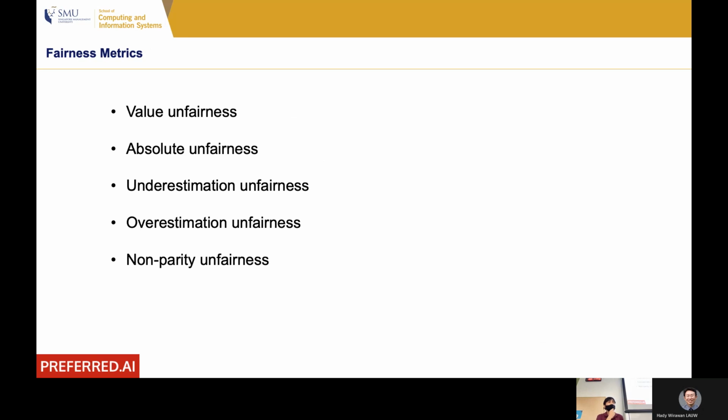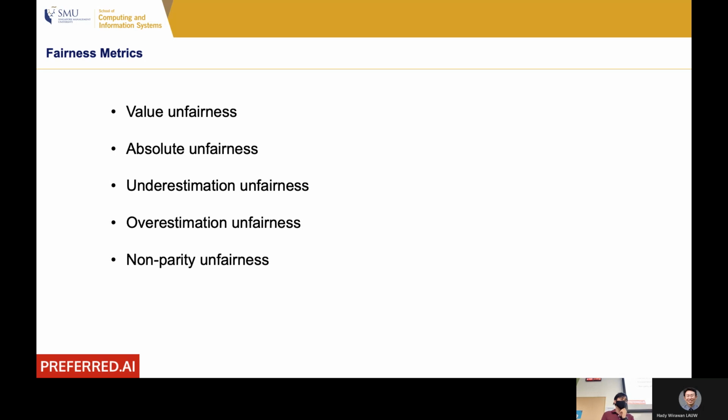So this paper proposed, actually they focus on 5, but they propose 4. The first 4 metrics are proposed by this paper. The last one is proposed by others. So they are trying to compare these 5 fairness metrics for the recommendation problem. First one is value unfairness, then absolute unfairness, underestimation and overestimation unfairness. And the last one is non-parity unfairness. So we will walk through these 5 different metrics to see how each tries to capture unfairness.